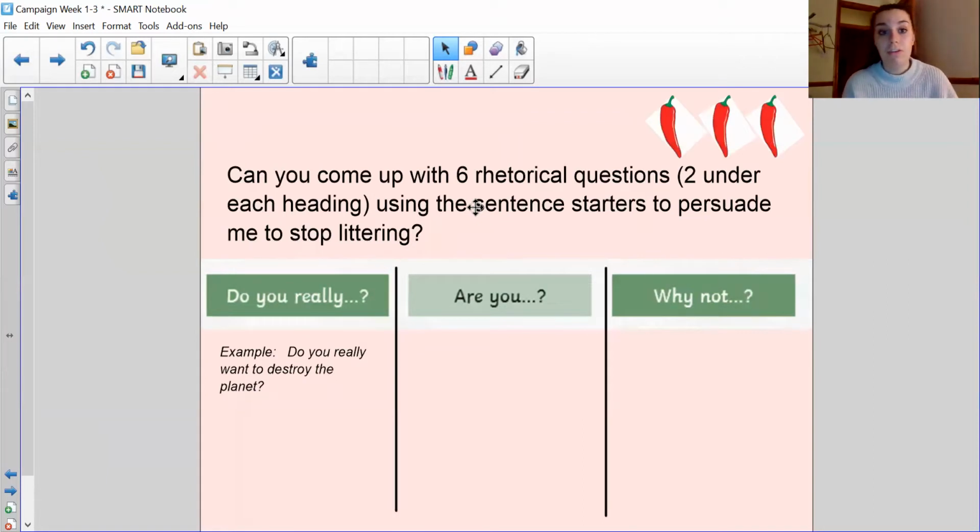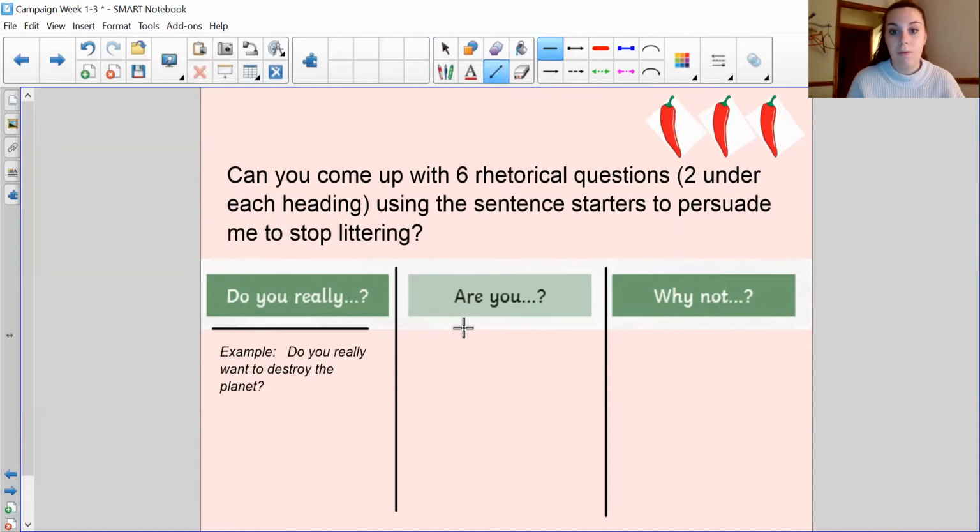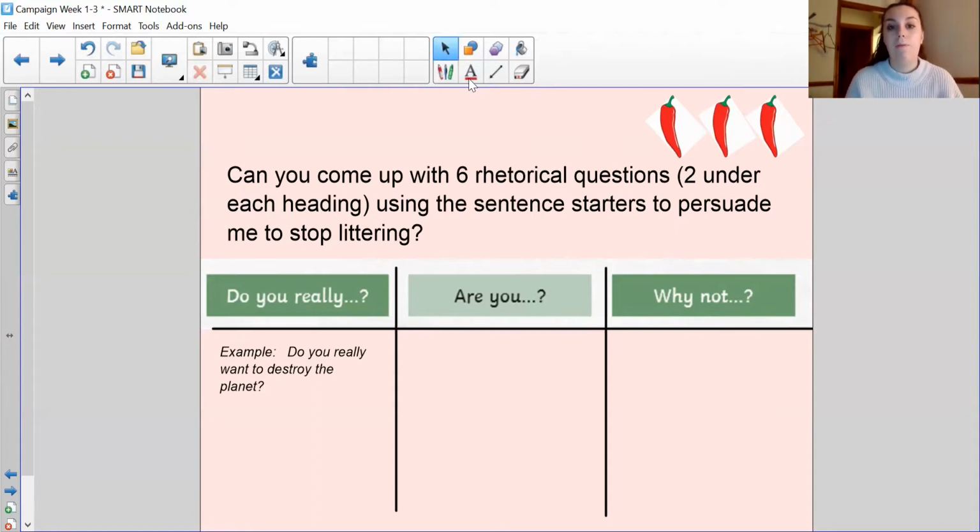If you're doing two or three chilies, can you draw the table like the one chilies are doing with these three headings? Exactly the same sentence starters. However, what I'd like you to do is come up with six rhetorical questions. So two underneath each heading to stop me from littering. Again, littering is when you drop things on the floor and you litter and pollute our planet. So my example is, do you really want to destroy the planet? And then I would need another example underneath, starting with, do you really? And then my other two headings need two questions underneath as well.